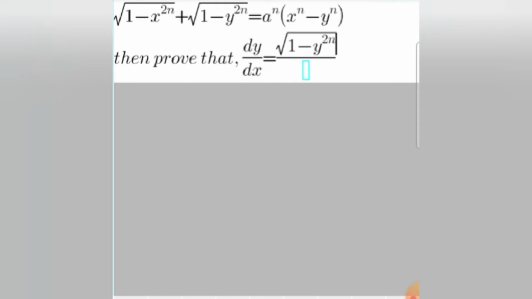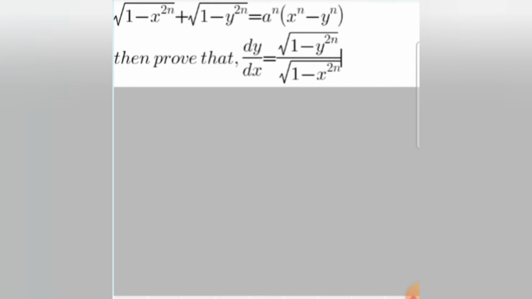dy/dx equals under root 1 minus y to the power 2n over under root 1 minus x to the power 2n, into x to the power n minus 1 over y to the power n minus 1. Okay, this is the question. Now starts the solution.